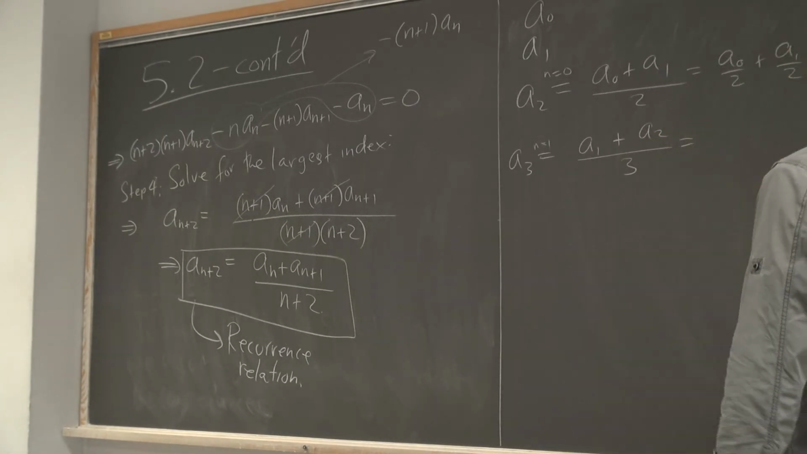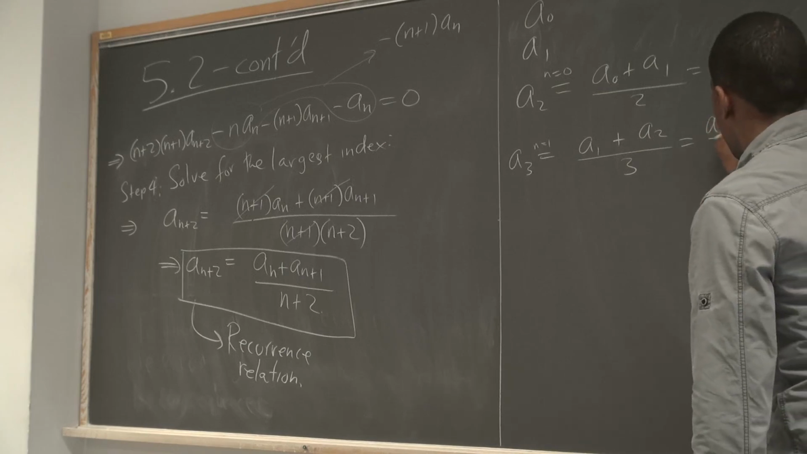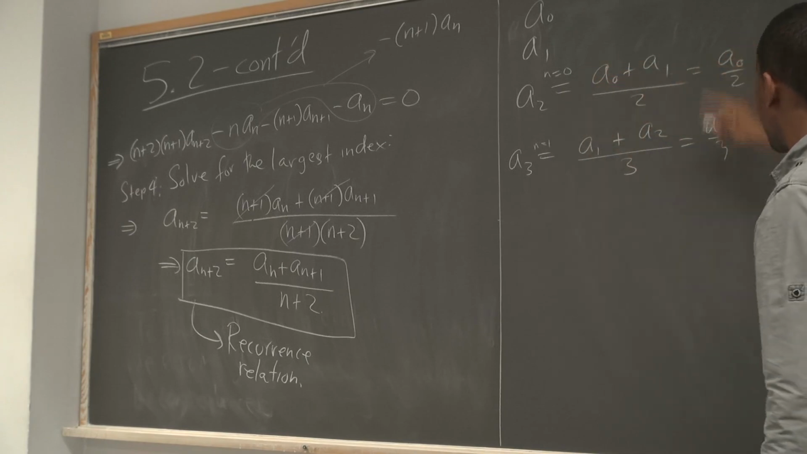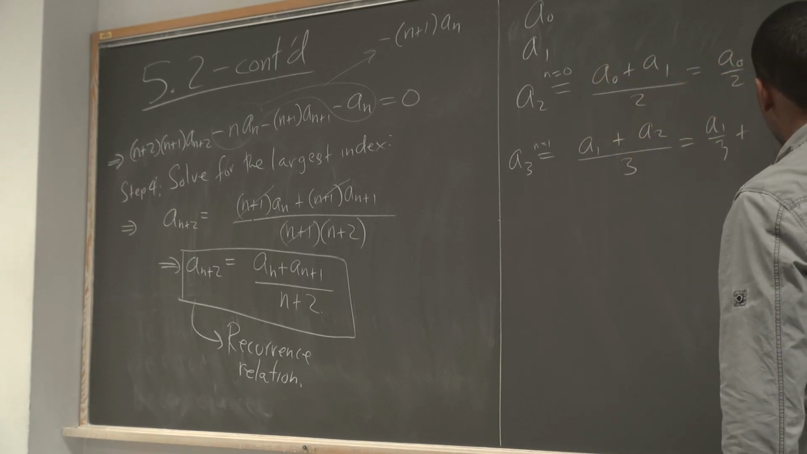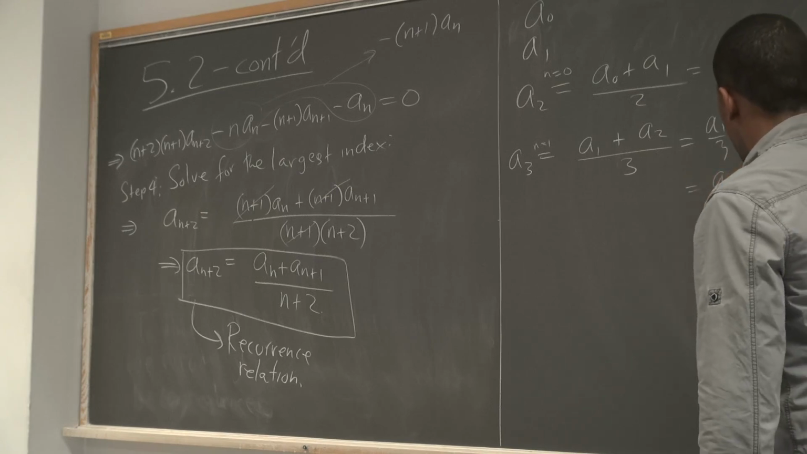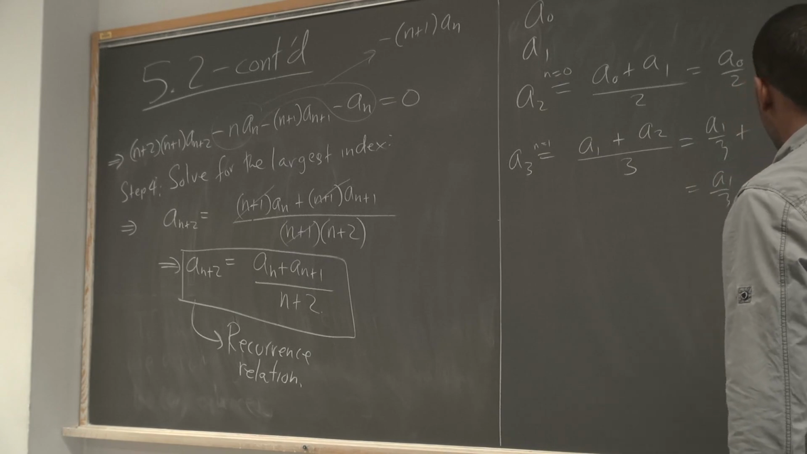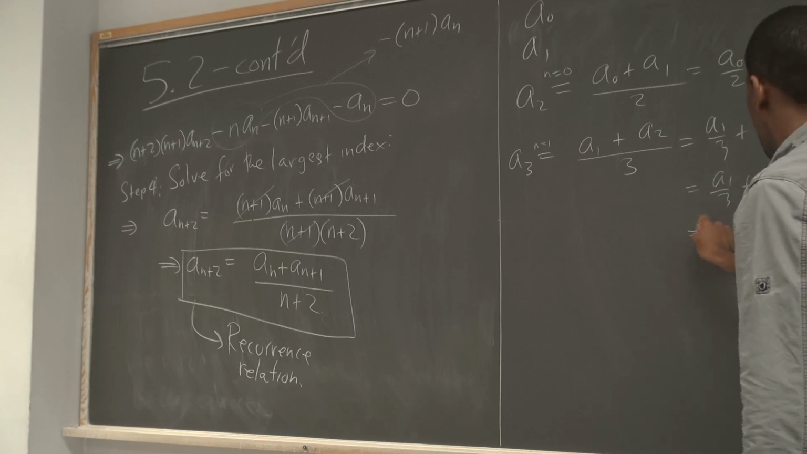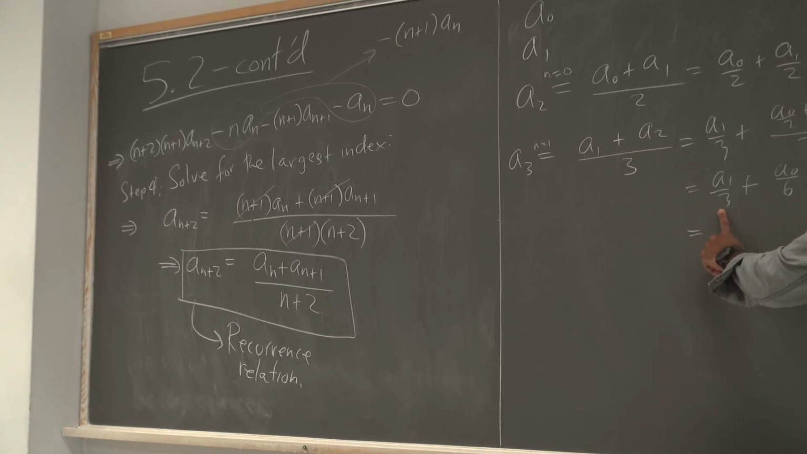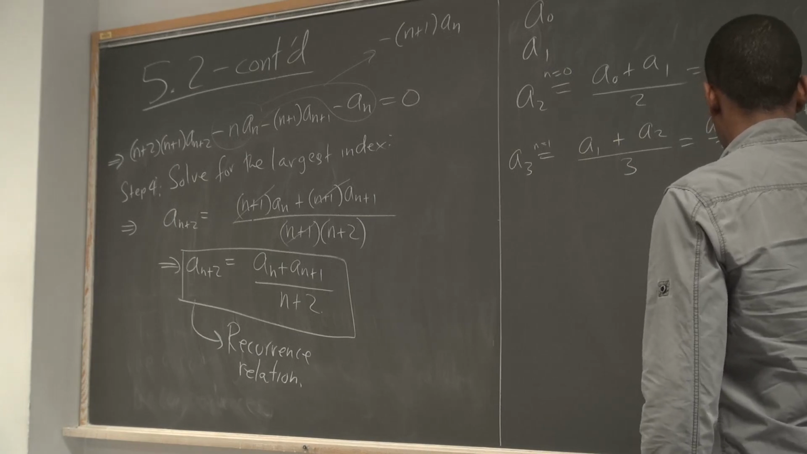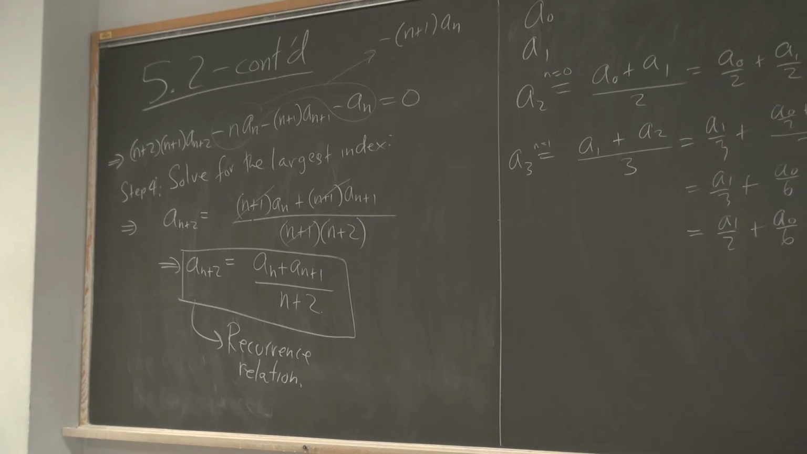So it's not a big deal. All you do is you're going to replace A2 with what it was before on top. So this is just going to be A0 over 2 plus A1 over 2, all over 3, which is the same as A0 over 6 plus A1 over 6, which we're going to want to combine here. So this is 2 over 6 plus 1 over 6, that's 3 over 6, that's a half. So this is A1 over 2 plus A0 over 6.